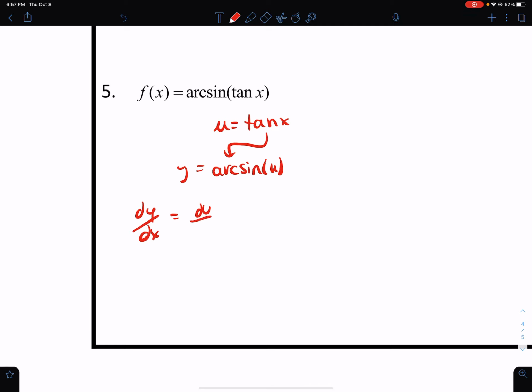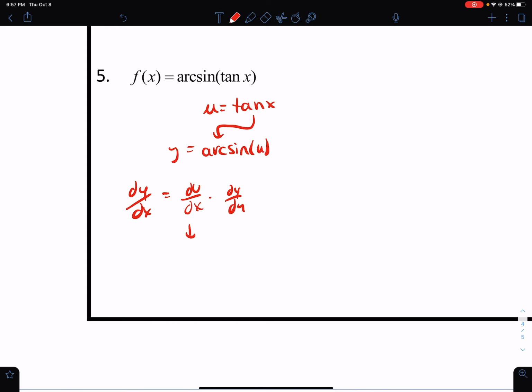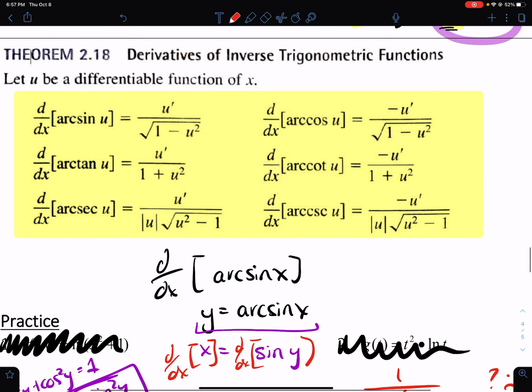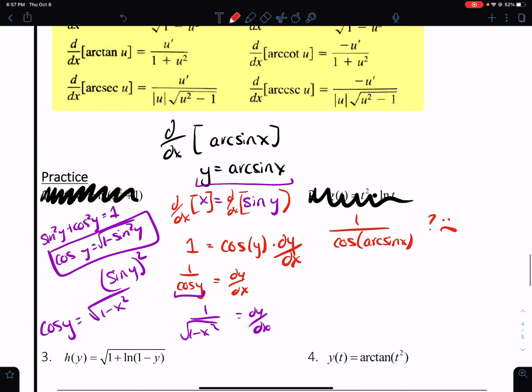I could do du times dx times dy times du. So the first thing that I would see is the derivative of u with respect to x. The derivative of tangent is secant squared of x. And the derivative of y with respect to u, the arc sine, well, that's one that we just used here, right? The arc sine is 1 over the root of 1 minus that input squared, right? And notice in that formula, the input was x, so then we squared that input.